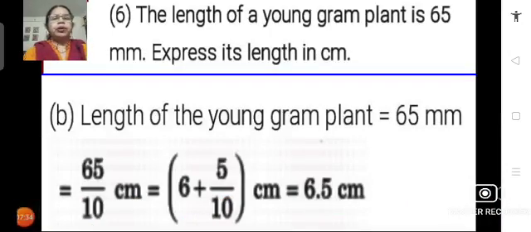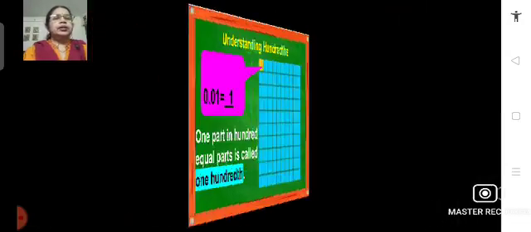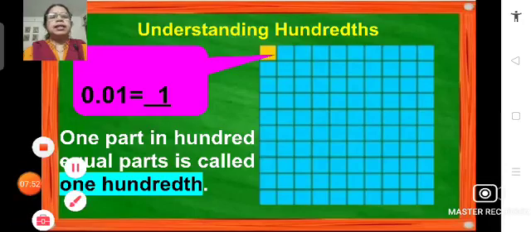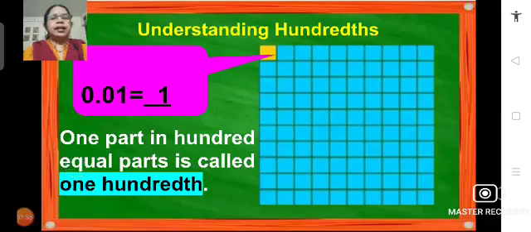Children, with this problem, we come to the end of exercise 8.1. Now let's see what is our next topic. Children, let's understand hundreds. Beyond the tens place comes the hundreds place. Let us understand it like this.